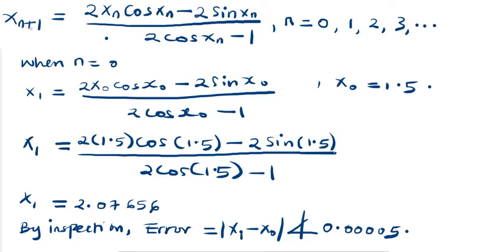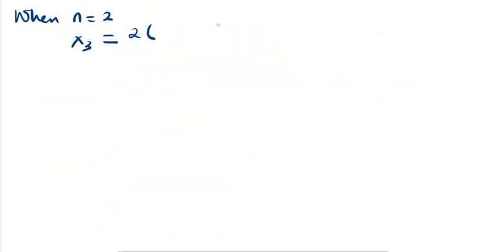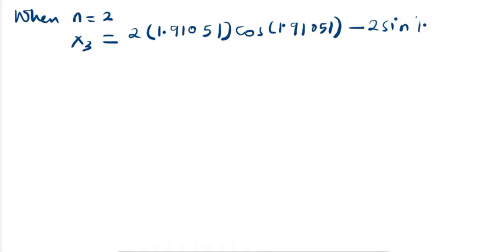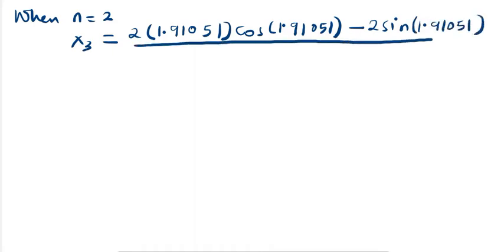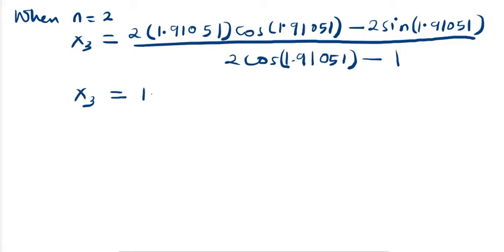When n is equal to 2, we put 2 here and we shall get x3; put 2 here, we shall get x2. So on this side we shall substitute x2 accordingly. Let's do the substitution directly. This will be 2 times 1.91051 cos of 1.91051 minus 2 sine 1.91051 over 2 cos 1.91051 minus 1. So computing our x3, it is equal to 1.89562. That is our x3.